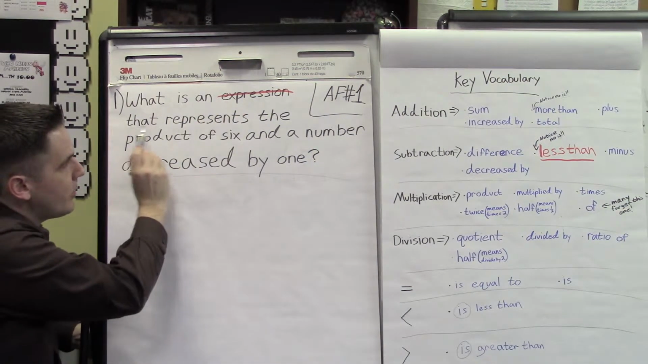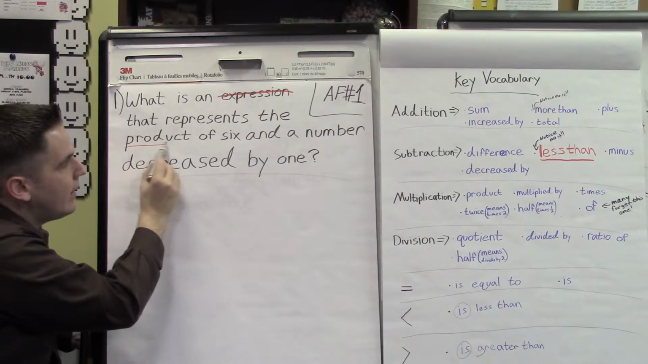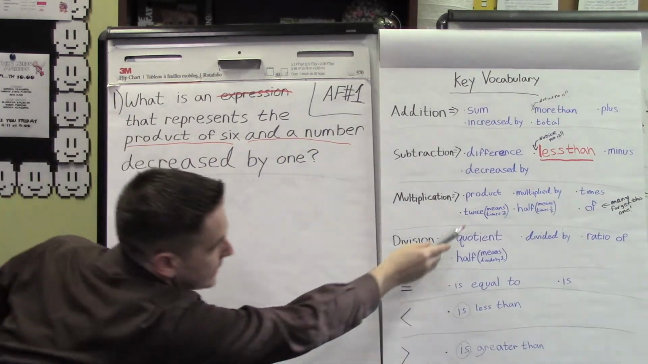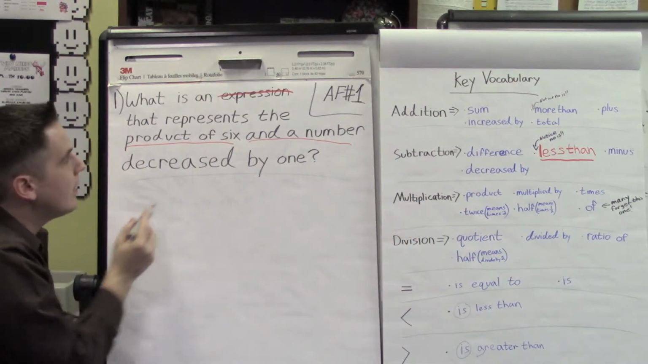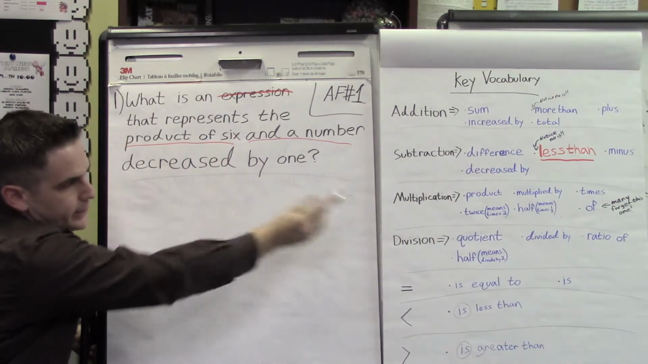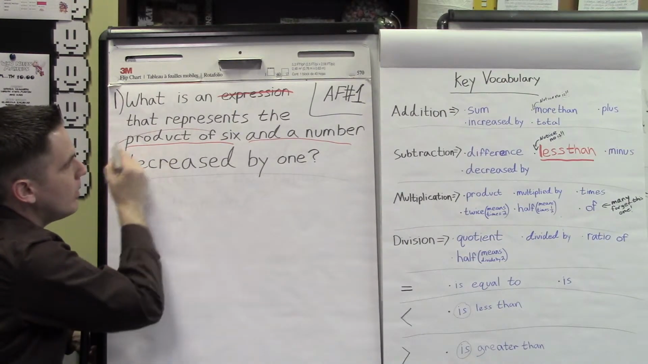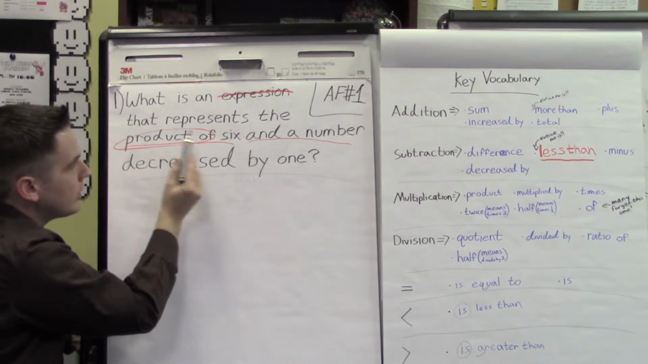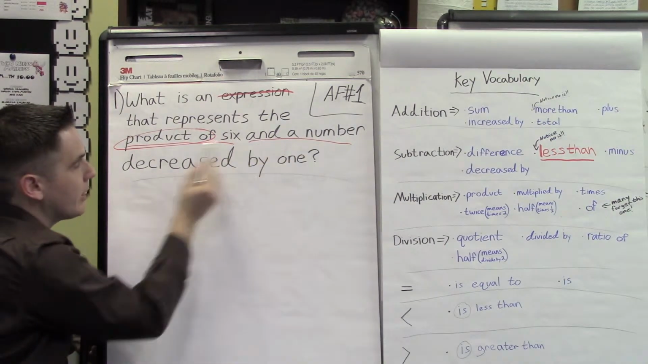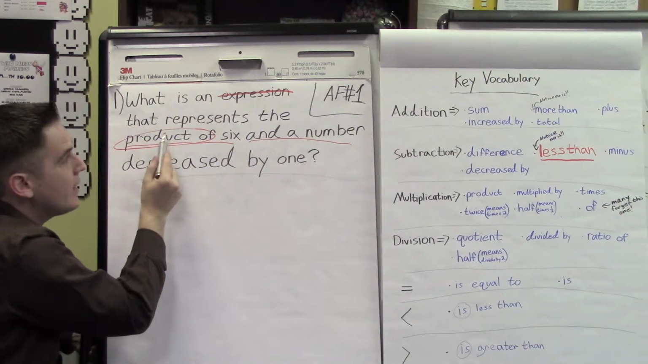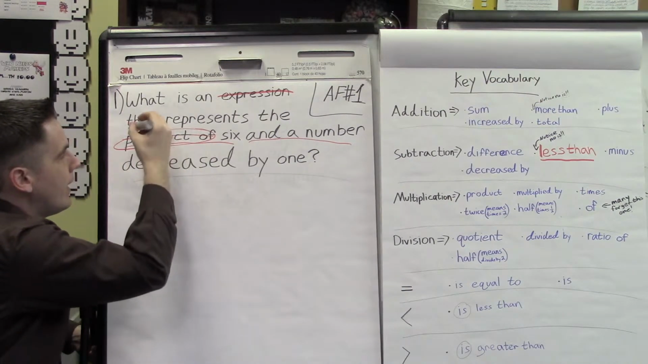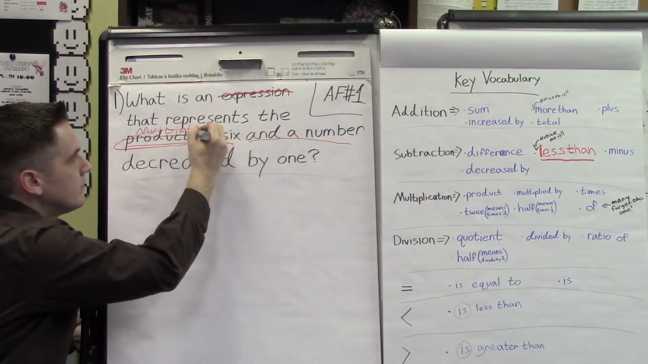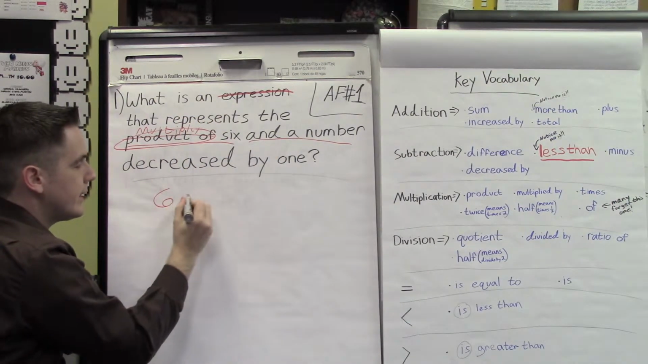What is an expression that represents the product of 6 and a number? Product means multiply. Product of, it's still in that multiply category, so we're multiplying here. 6 and a number. So it means we're going to multiply 6 and a number, because product means multiply, right? So you can cross this out and think of it as meaning multiply 6 and a number.